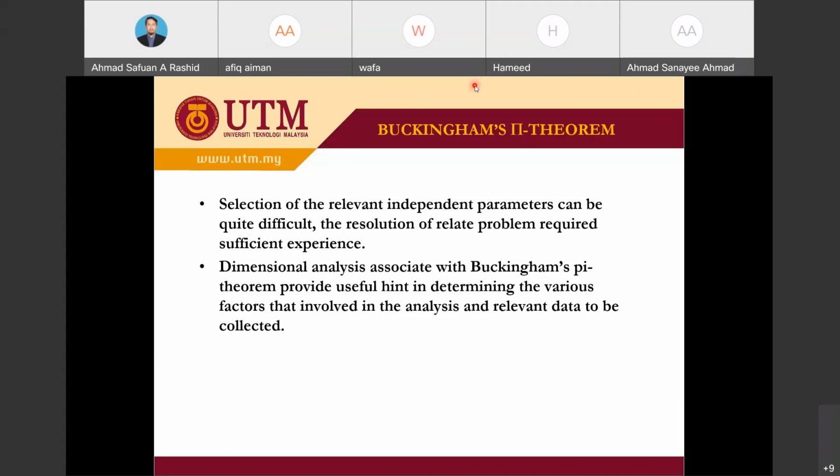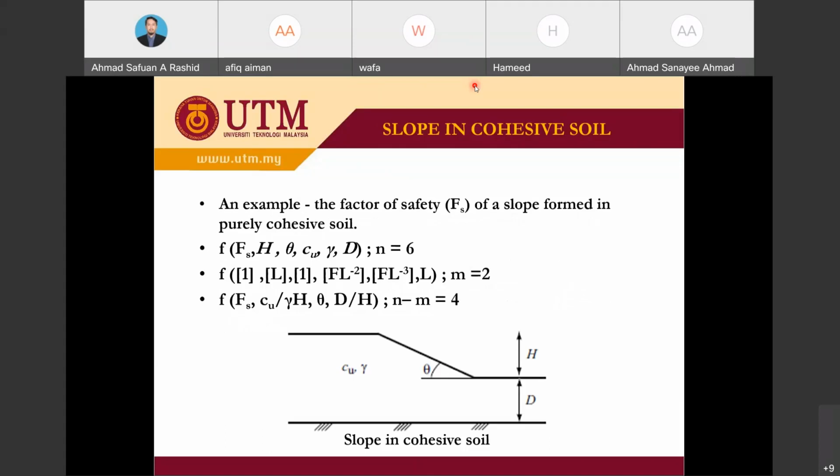So dimensional analysis associated with the Buckingham-Phi theorem provides useful hints in determining the various factors involved in the analysis and the relevant data to be collected. So that is the summary of the explanation on the Buckingham-Phi theorem. I guess it is very difficult to understand unless we see several examples, and then we can easily understand how to use this Buckingham-Phi theorem approach.